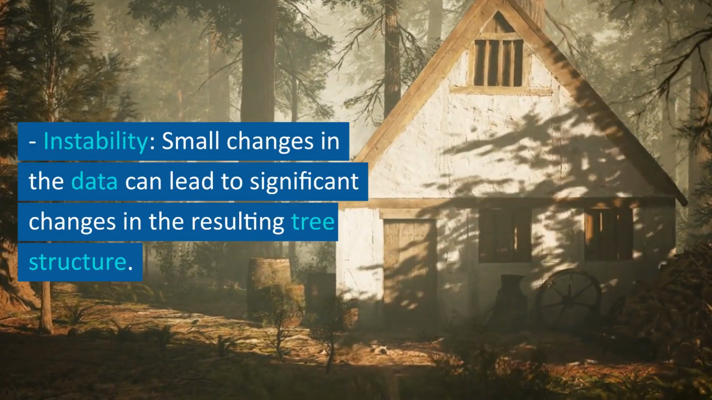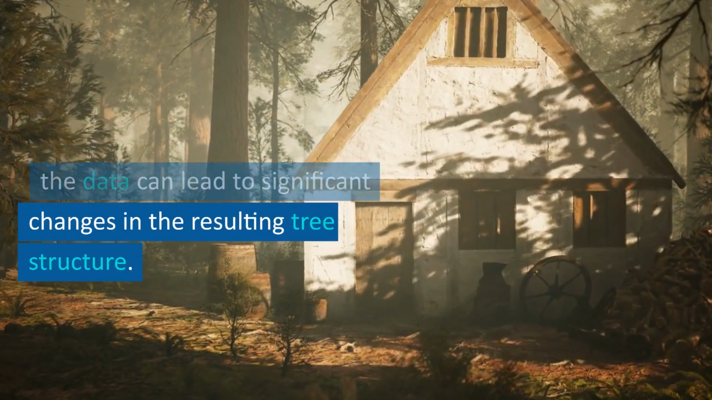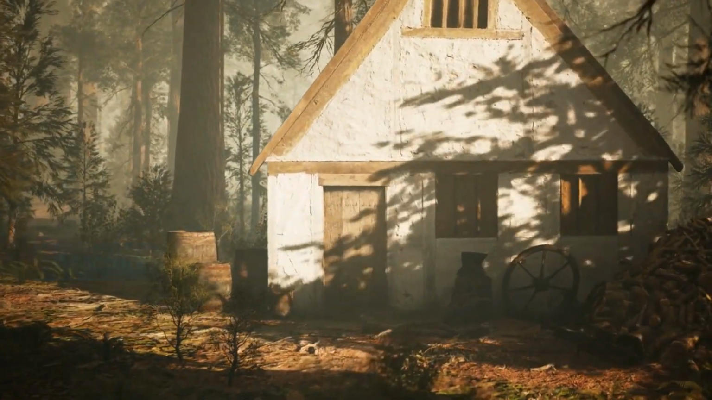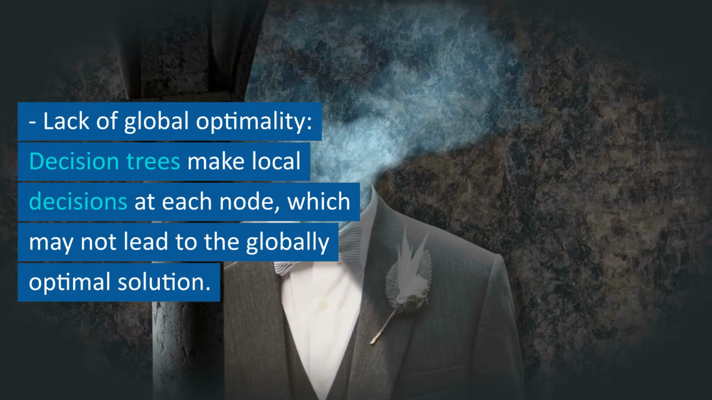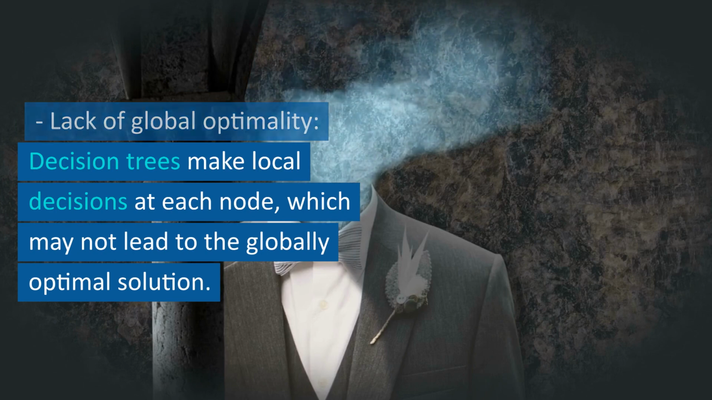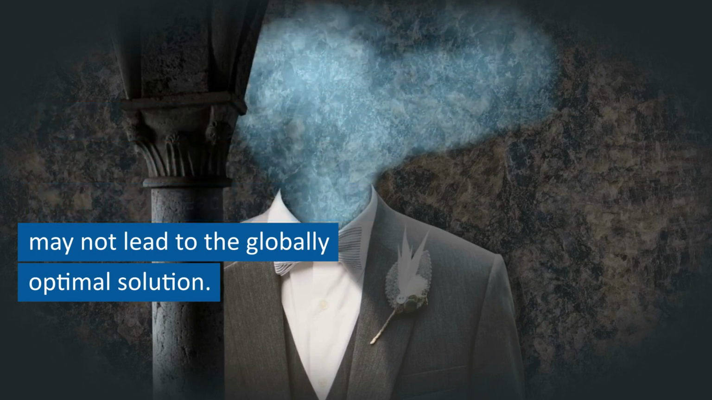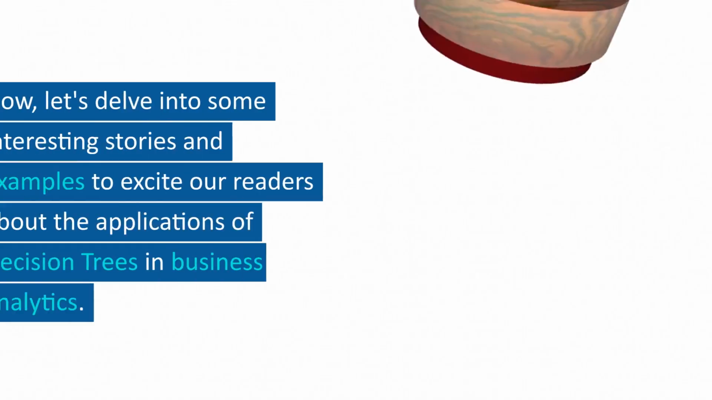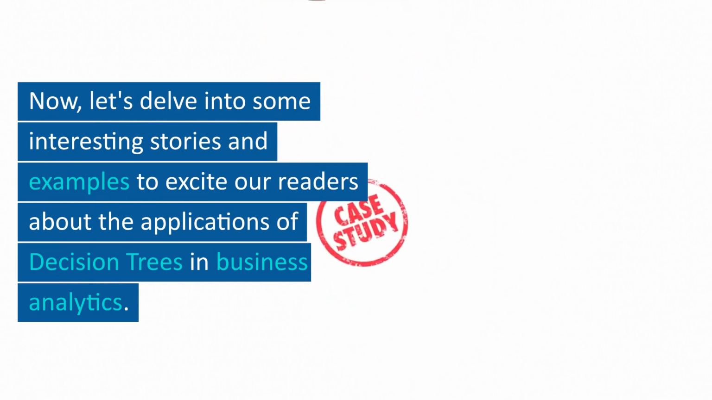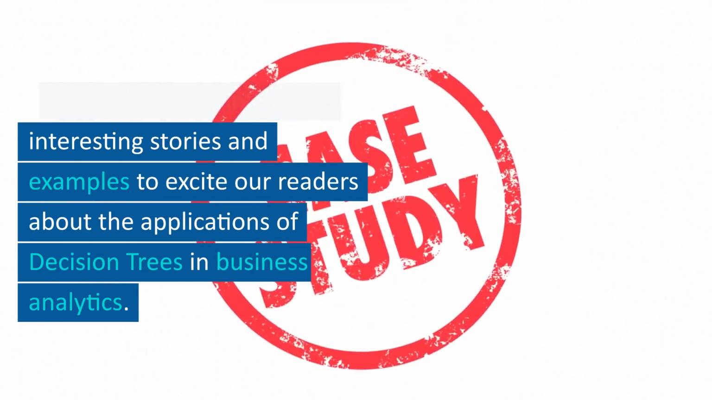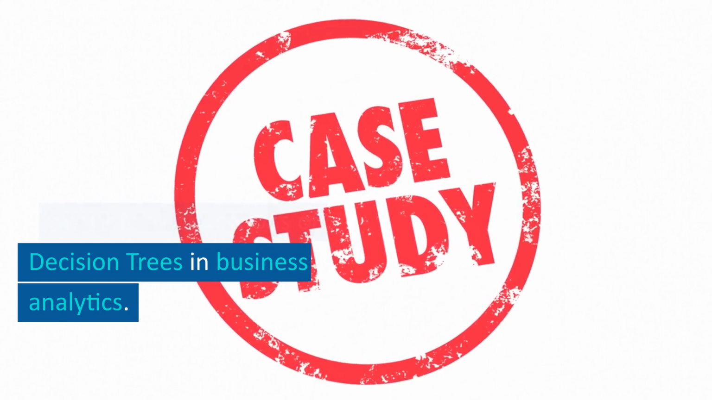Instability. Small changes in the data can lead to significant changes in the resulting tree structure. Lack of global optimality. Decision trees make local decisions at each node, which may not lead to the globally optimal solution. Now, let's delve into some interesting stories and examples to excite our readers about the applications of decision trees in business analytics. Loan approval.